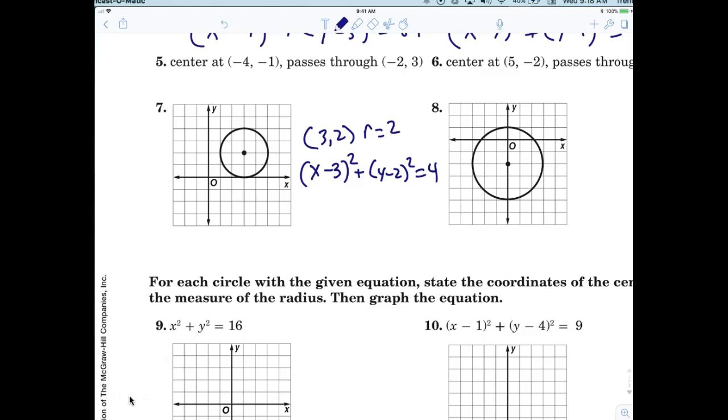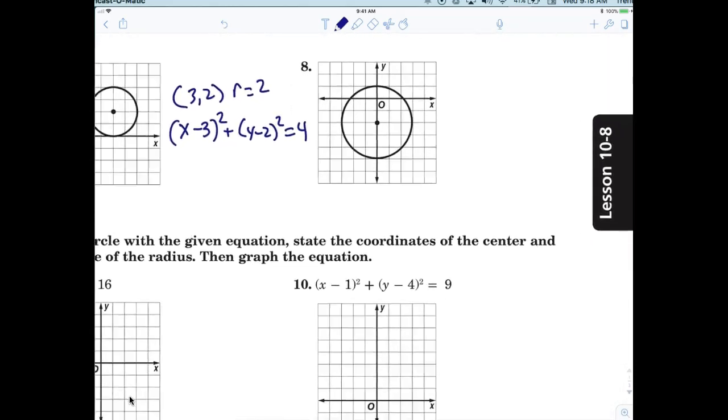Mr. Stroud, yes. What is the radius? Never mind. How did you find the center? I looked. Oh, I'm looking at the number 5.